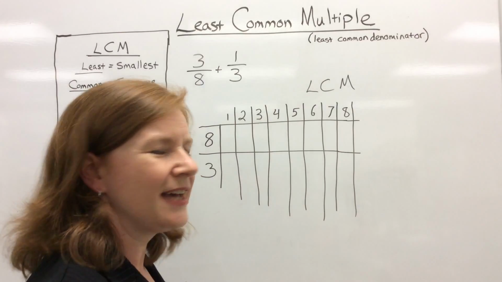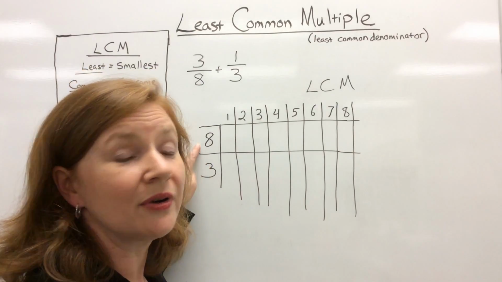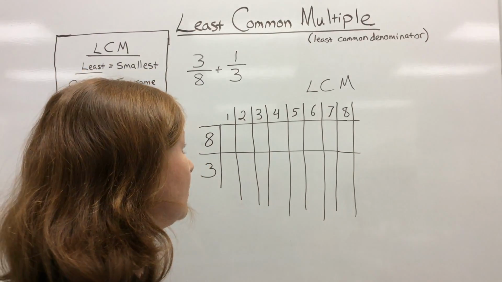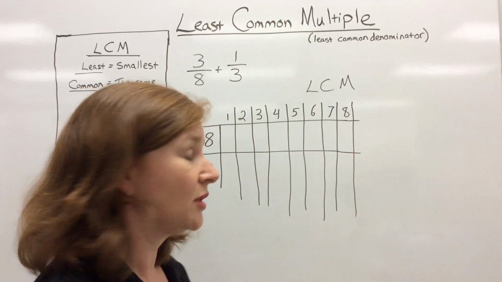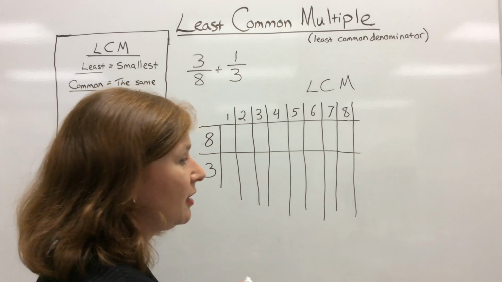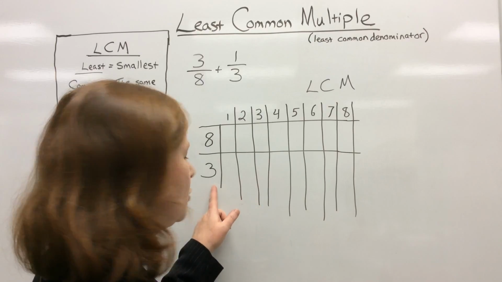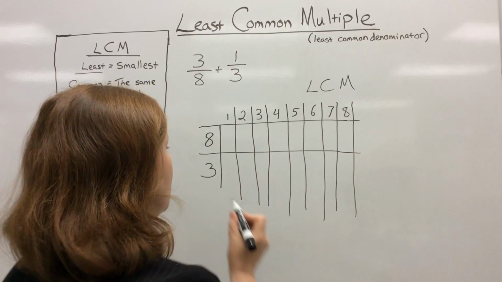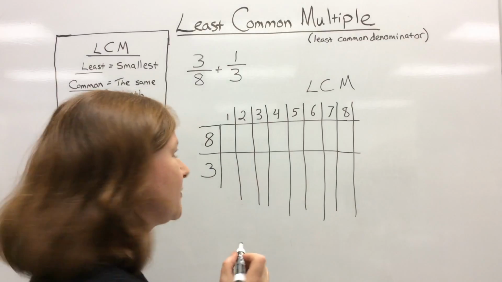And I can go up as high as the highest number that I'm using in my t-chart. So I won't need to go any higher than 8, so I'll stop there. When I start finding the multiples, I usually use the smallest number first. So I'm going to find multiples of 3 first.